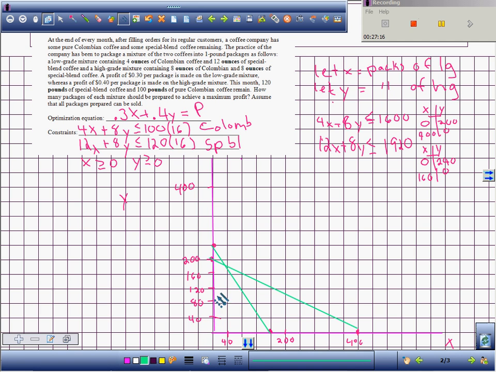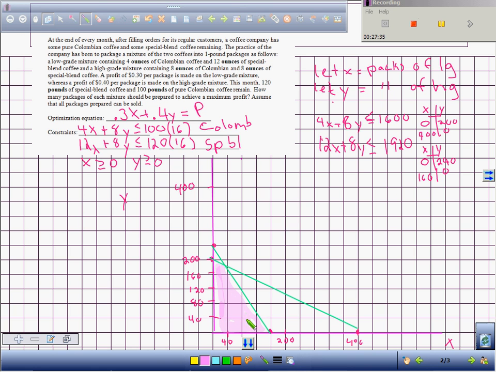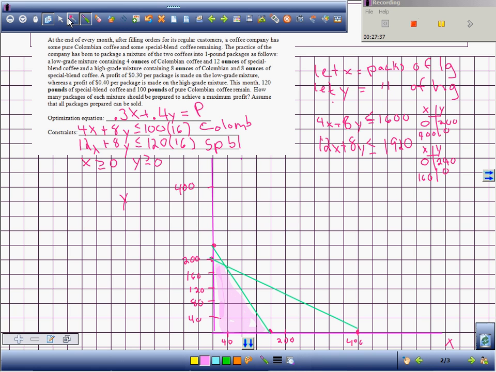And then we have x bigger than 0 and y bigger than 0, so my feasible region is going to be where? Right here, right? Right in that little funny shaped looking thingy. That's not really a trapezoid, it's just some kind of quadrilateral. And my feasible points are right here, here, and here.